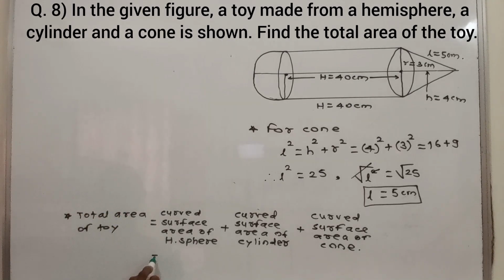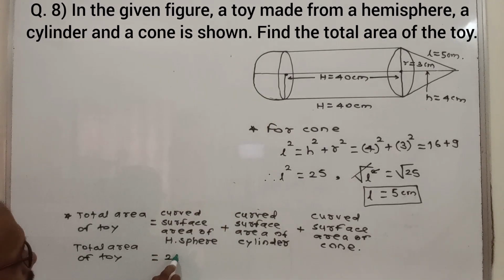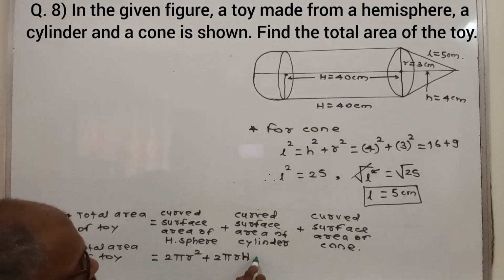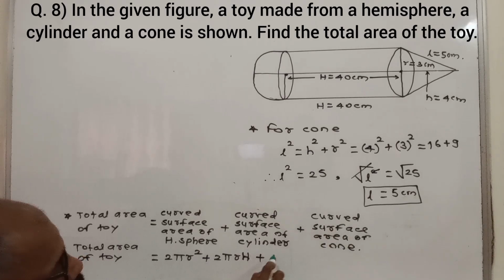Then we write here the formula. Okay, total area of toy: curved surface area of hemisphere, that is 2 pi r square, plus curved surface area of cylinder 2 pi r h, capital H, no, we have taken, plus curved surface area of cone pi r l.